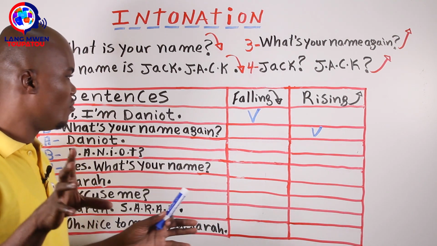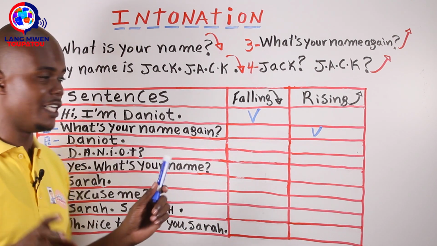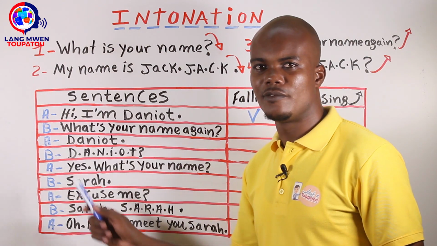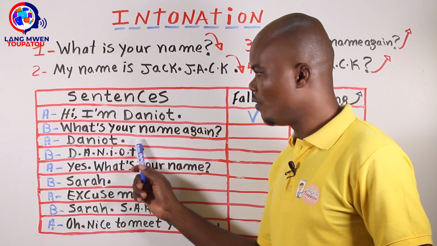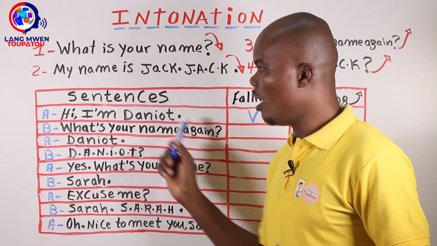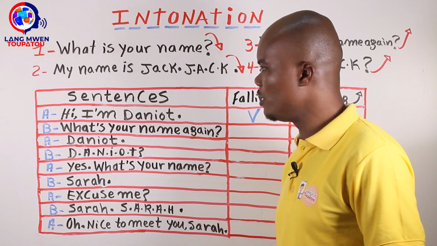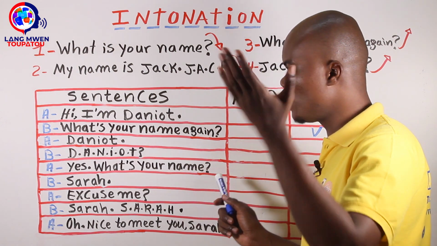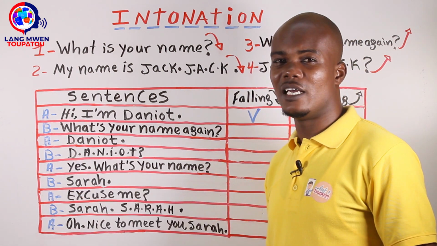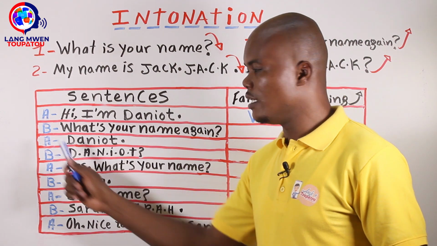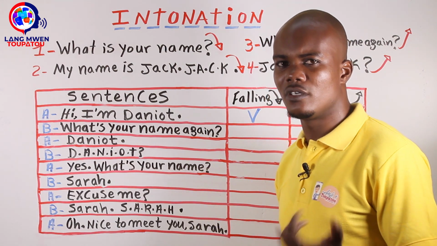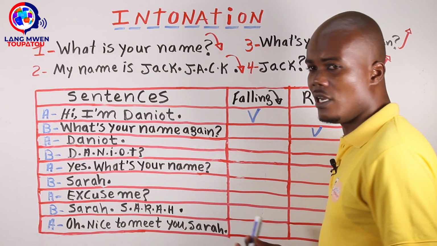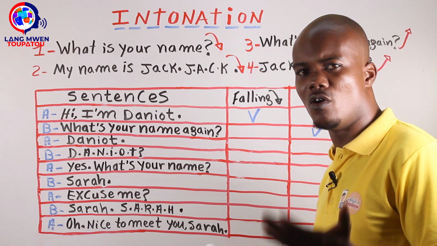Now, it's your turn. Okay? Pay attention. It's a conversation. Daniel. Okay? I am Daniel. It's a falling intonation. What's your name again? It's a rising intonation. And the person answers, A again answers, Daniel. Is it a falling intonation or rising intonation?